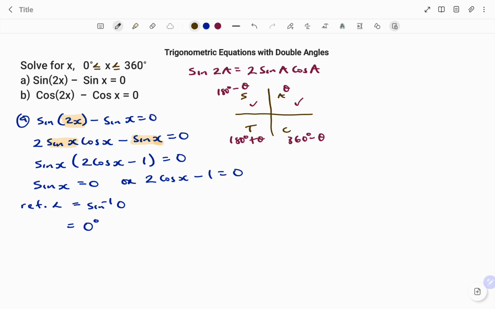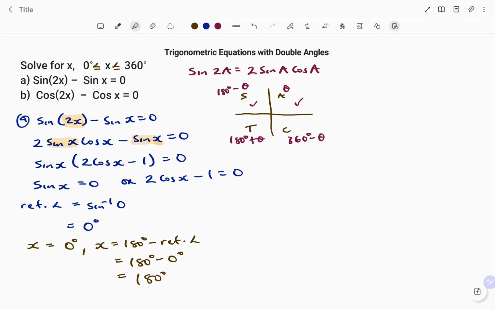And we've been able to show that on my CAST diagram, I have sine being positive in the first and second quadrant. So therefore, the first value of my x equals 0 degrees, or my theta as shown. And the second value for x will be 180 degrees minus my reference angle. That's 180 degrees minus 0 degrees, which is equal to 180 degrees.